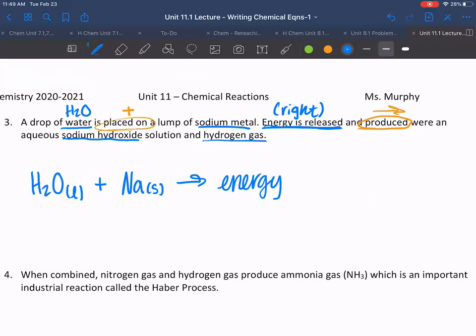Okay. All right, so now we have sodium hydroxide. Sodium forms a +1. Hydroxide forms a -1. How do we combine these two?